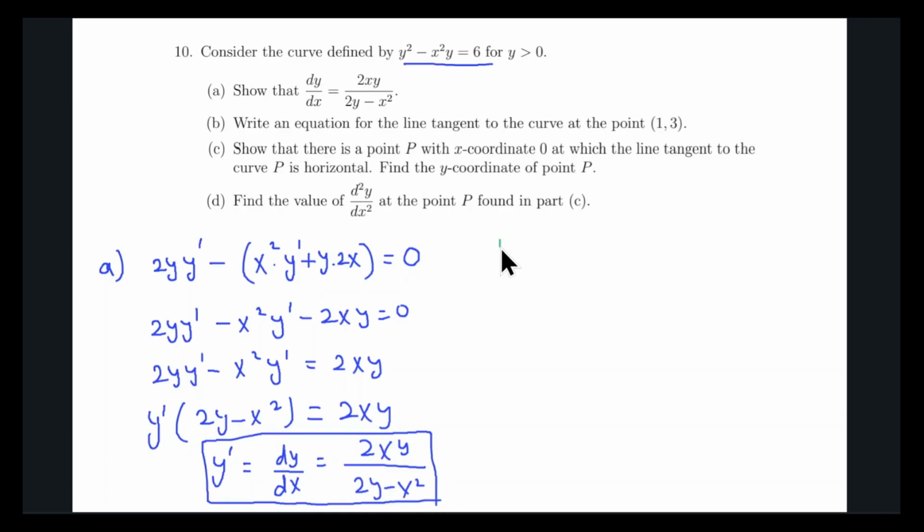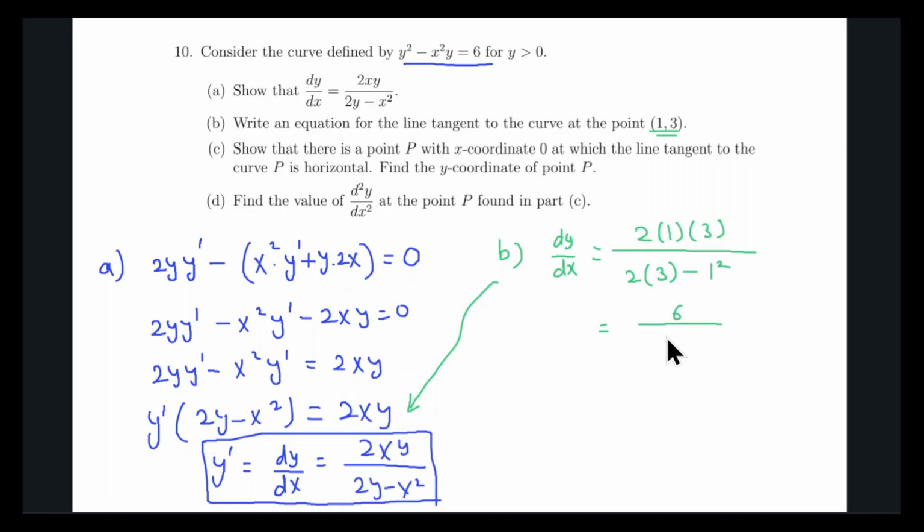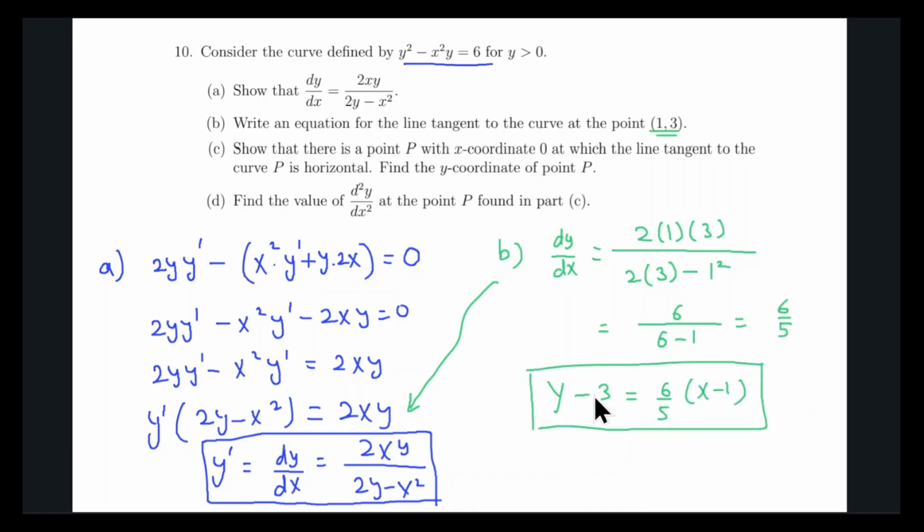Then they're asking to find the equation of a line tangent to the curve. Well, that's pretty straightforward. They have given a point. I'm going to plug that point over here to get the slope. So dy over dx will be, replacing x by 1, y by 3, so it will be 6 over 6 minus 1, which is 6 over 5. So the equation of the line tangent will be y minus 3 equal to 6 over 5 times x minus 1. That's going to be the equation of the tangent line.